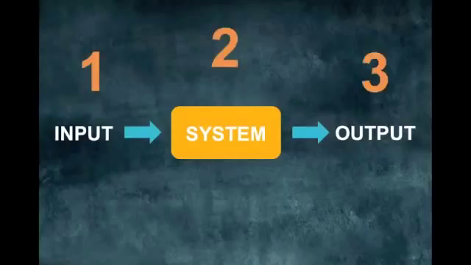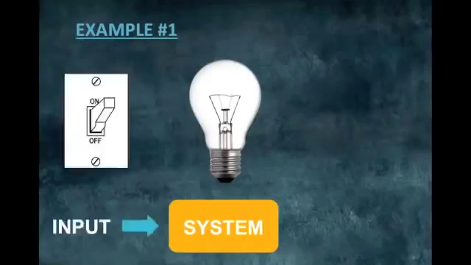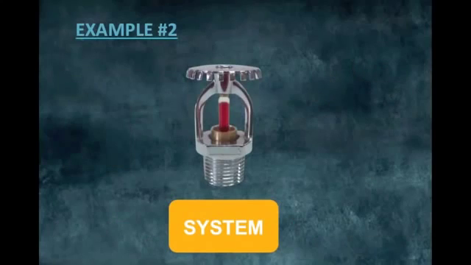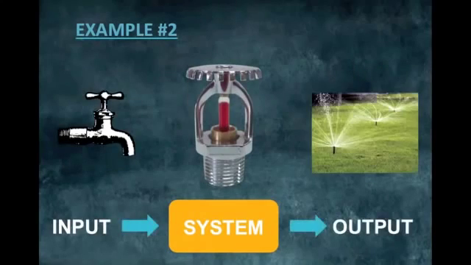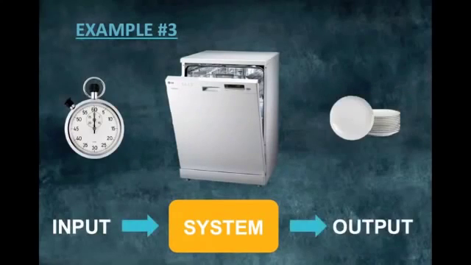First of all, you need a system, and then an input and an output. These three basic components are what control engineering is all about, and there are tons of examples in everyday life to show this. A light bulb is a system whose input is a switch and whose output is light. A sprinkler is a system whose input is a faucet and whose output is water sprinkled over a large area. A dishwasher is a system whose input is a timer and whose output are clean dishes.